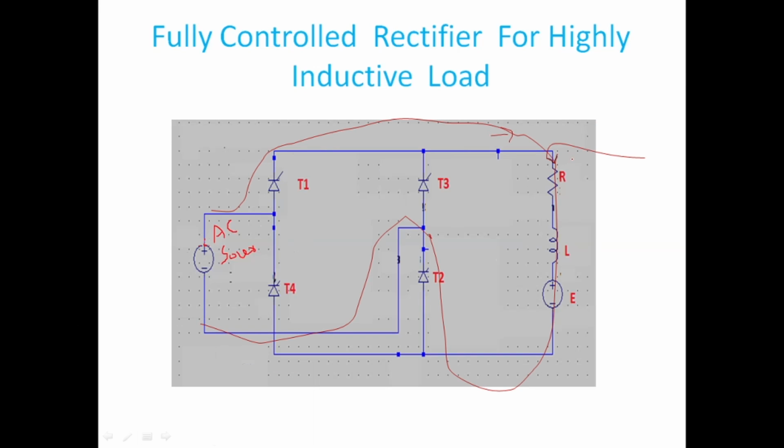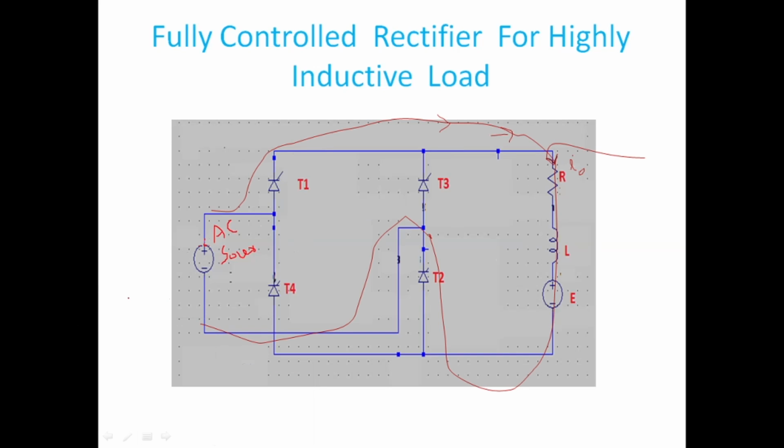So if I show the output current I naught here with this arrow, and I compare it with the actual current arrow, it is the same. So I am saying that load current is positive in the positive half cycle.